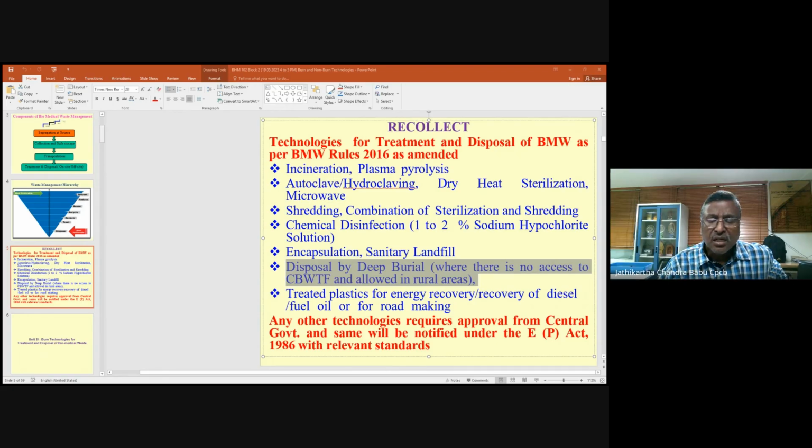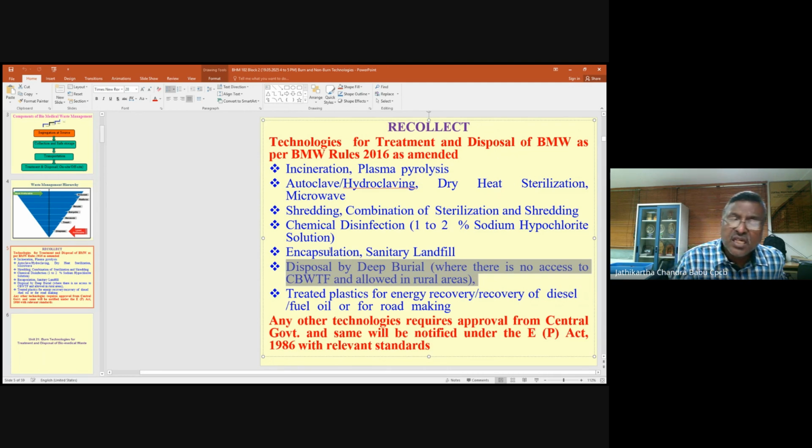Then, after knowing this, we can also use methods like encapsulation and sanitary landfill that we have seen in my last class. The treated plastic waste can be disposed of by encapsulation or sanitary landfill, or treated plastics can be used for energy recovery as diesel or fuel oil, or for road making purposes.